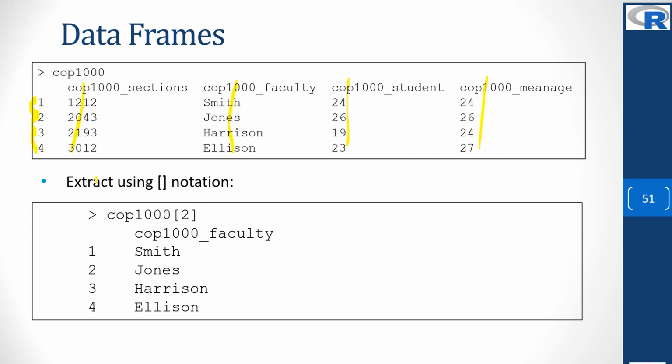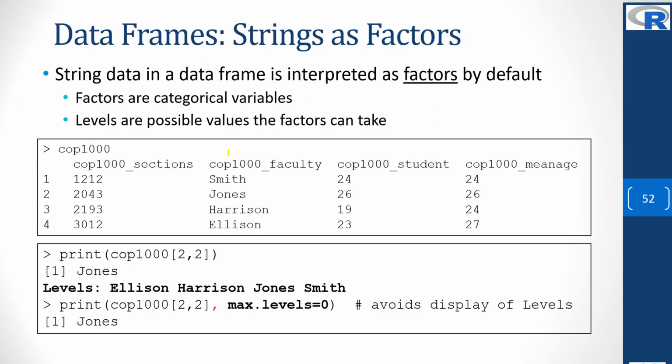If you want to extract data from a data frame, we can use square bracket notation. The second element of the data frame is a column. It's the faculty column. So here's element 1, here's element 2, here's element 3, here's element 4. So at this level, a single index, you're going to get a column of data when you extract it from the data frame.